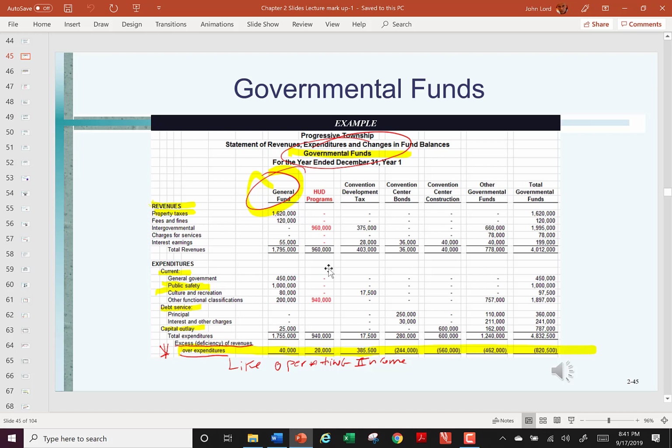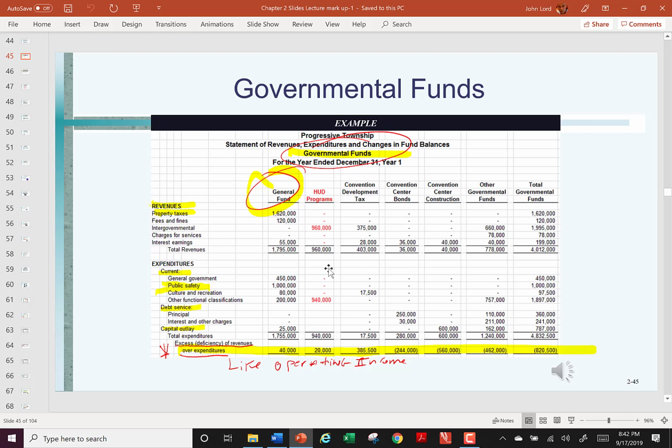And remember, we by analogy compared that to what we do in commercial. With commercial, we have revenues minus expenses. The difference is operating income. And then we keep going down to the non-operating items. We said in government, we take our revenues minus our expenditures, and we don't call it operating income, but it's like operating income. We call it excess or deficiency of revenues over expenditures. If our revenues are more, it's an excess. If our expenditures are more, it's a deficiency.